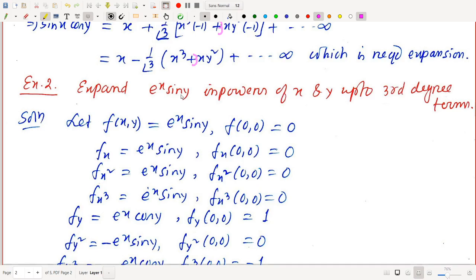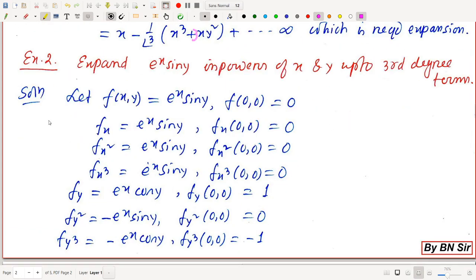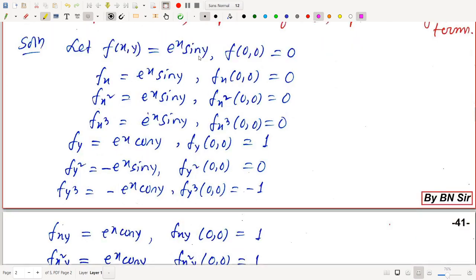Then example number 2: expand e to the power x sin y in powers of x and y up to third degree terms. f(x,y) here is e to the power x sin y, so f(0,0) is 0, since sin 0 is 0. Then if we differentiate e to the power x sin y with respect to x any number of times, e to the power x derivative is e to the power x, and sin y is constant because when we differentiate with respect to x, y is constant. So fx is e to the power x sin y, fx square is e to the power x sin y, fx cube is also e to the power x sin y. Means first, second and third derivatives are all the same. So all are 0 at 0 0 because sin y is 0.